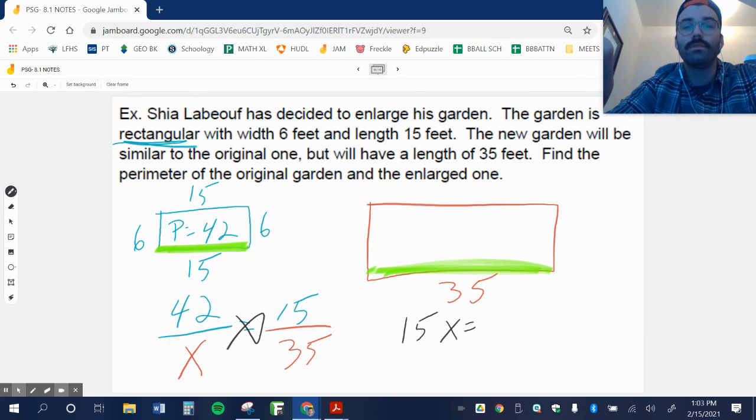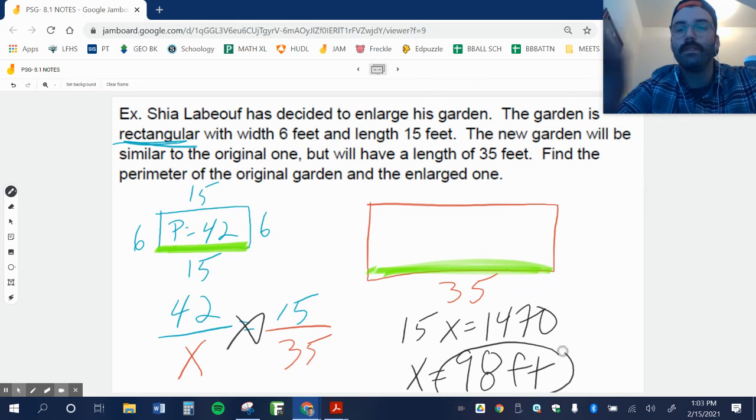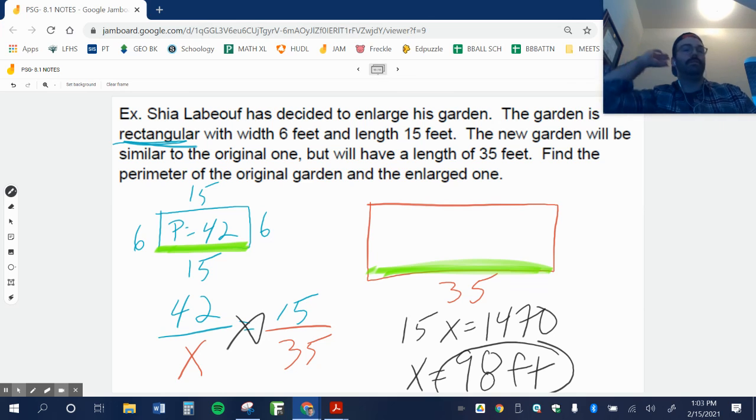15x equals 1470, maybe. Yeah, would you look at that? I remember from the last one. And then x is, if I do 1470 divided by 15, I get 98 feet. That's the perimeter of his new garden.